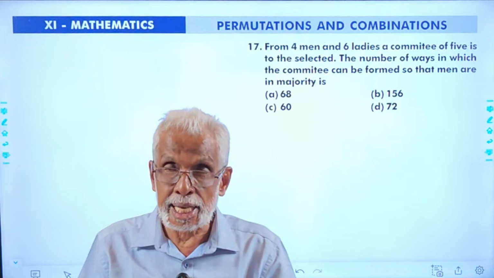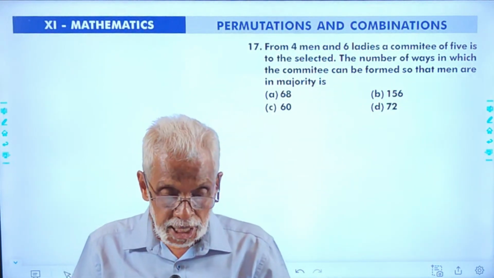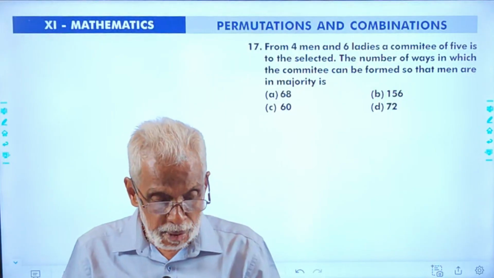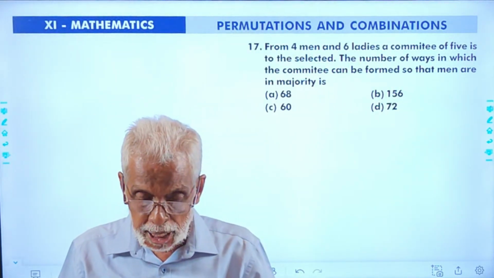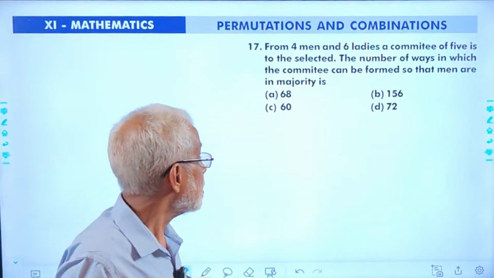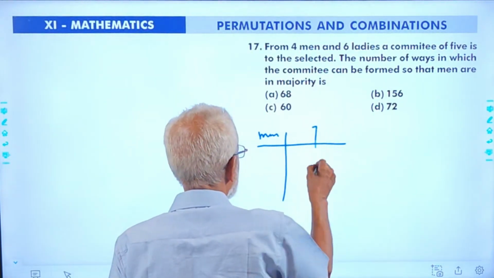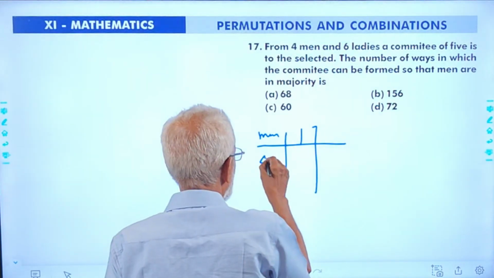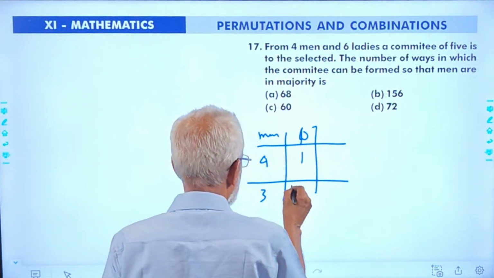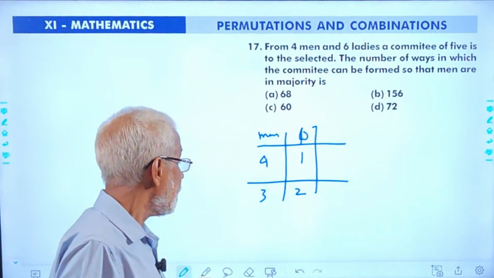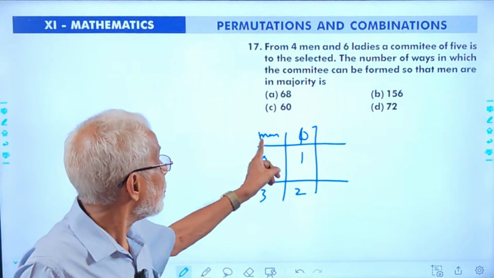For 4 men and 6 ladies, a committee of 5 is to be selected. The number of ways in which the committee can be formed so that men are in majority. Total number of members in the committee is 5. Therefore, the committee can be selected with 4 men and 1 woman. Another way is 3 men and 2 women, so that 5 can be formed.